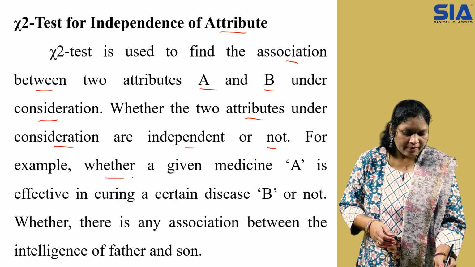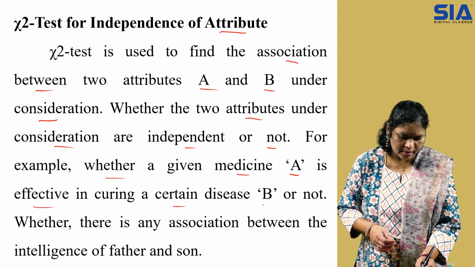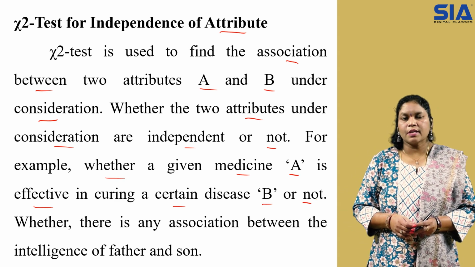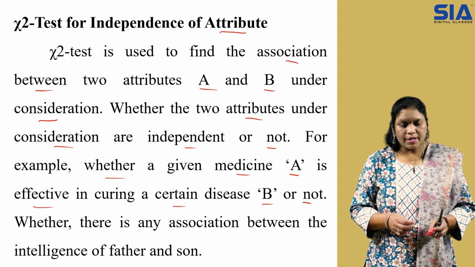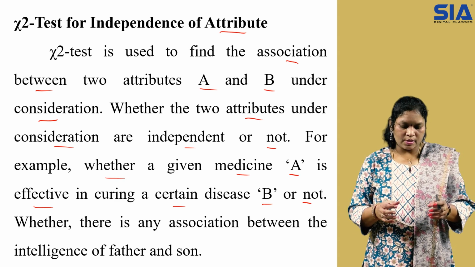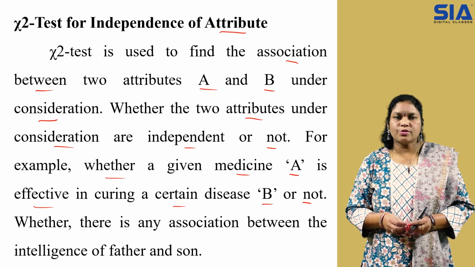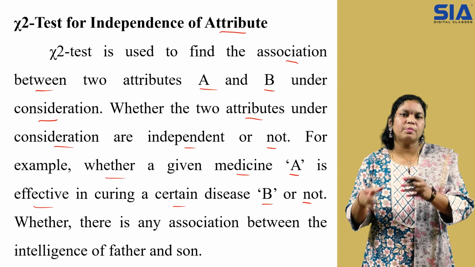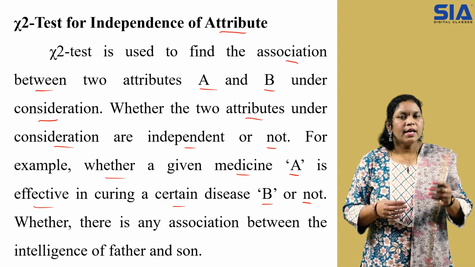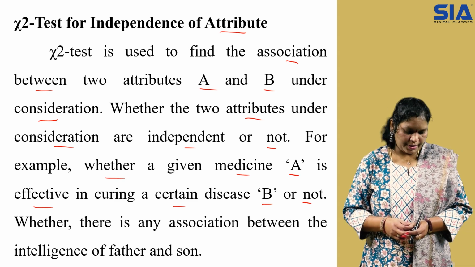For example, whether a given medicine A is effective in curing a certain disease B or not. So they specified an example here. Some medicine we are considering, A, and whether it is effective in curing B or not. Such type of data, we'll go for the chi-square test of independence. We'll have independent attributes and try to check their relationship or association. Whenever we have such type of data, we'll utilize our chi-square test.